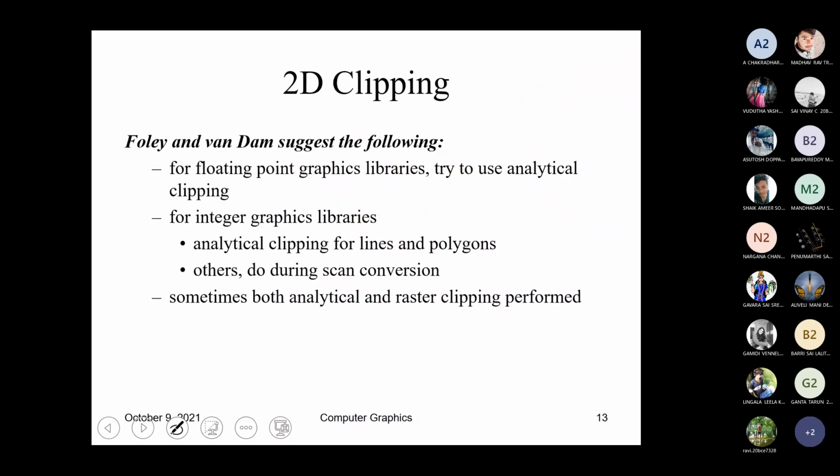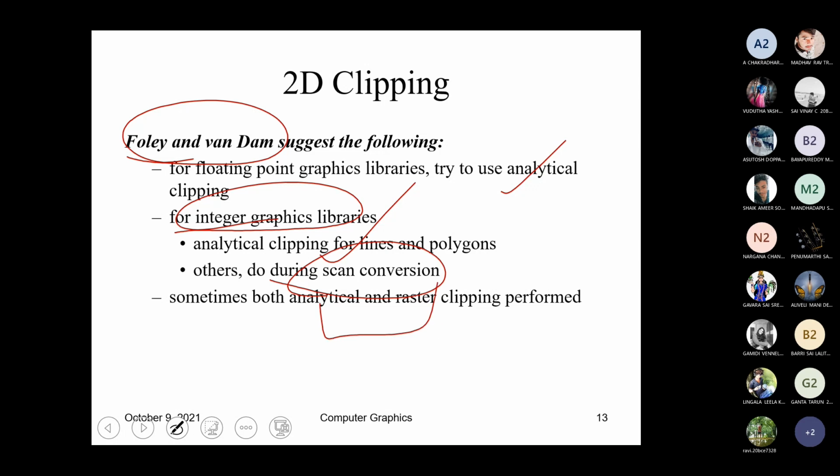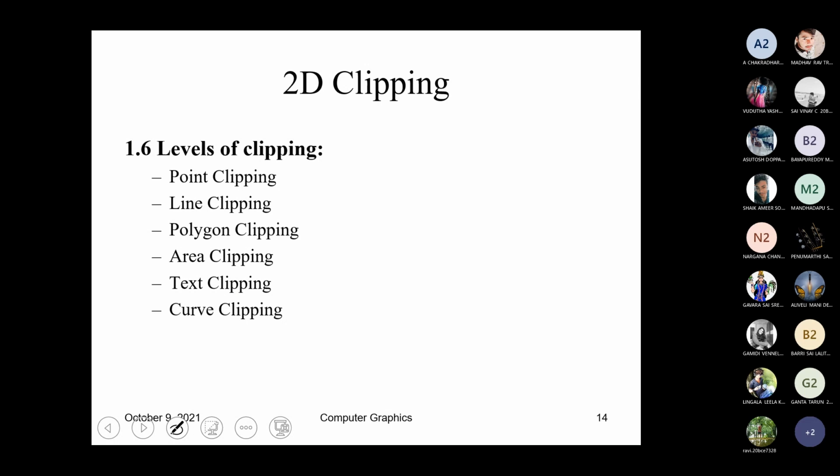Foley and Van Dam, two scientists, have suggested that for a floating point graphics library we can use analytical clipping. And for integer graphics libraries, we will be using analytic clipping for lines and polygons. For other clipping, like area filling and many other types, you will be using scan conversion. In some cases we will use both analytic and raster clipping. It depends on the application.